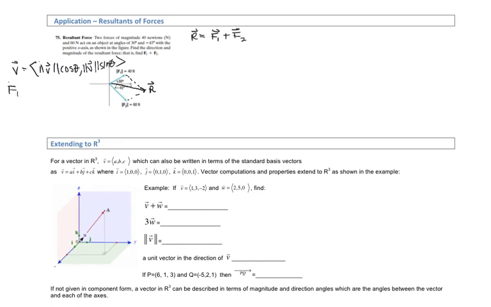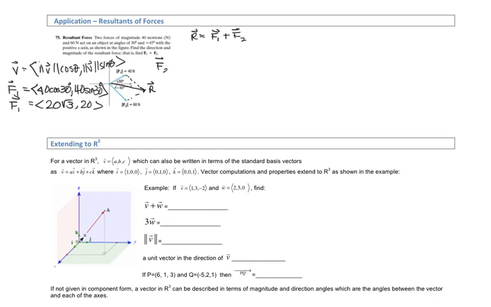So force 1 here, the magnitude is 40 newtons. So 40 newtons cosine 30 degrees, 40 newtons sine 30 degrees. Cosine of 30 degrees is 1/2, so 20. Whoops, no, it's not. Cosine of 30 degrees is square root of 3 over 2. Sine of 30 degrees is 1/2. So those are the components for F1.